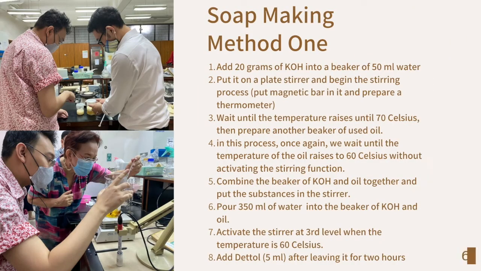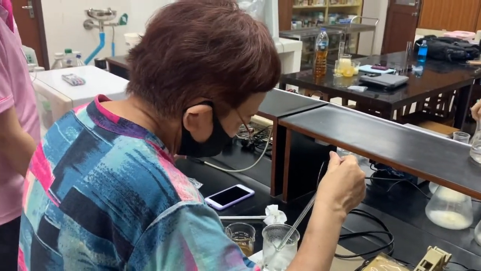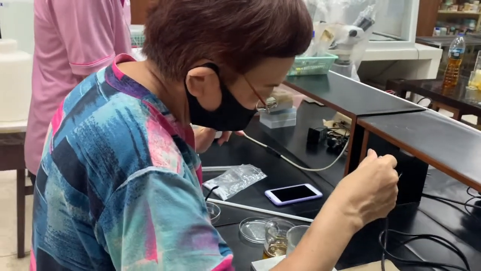In the first method of soap making, there are 8 steps involved. The first one being, add 20 grams of KOH into a beaker of 50 milliliters of water. The second step, put the beaker on the plate stirrer and begin the stirring process. And don't forget to put the magnetic bar in the beaker and prepare a thermometer beforehand. The third step, wait until the temperature of the beaker rises to 70 Celsius, then prepare another beaker of used oil.